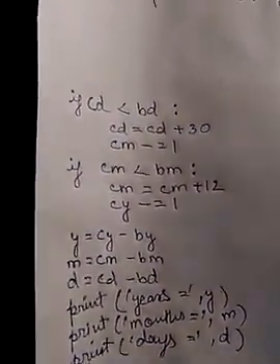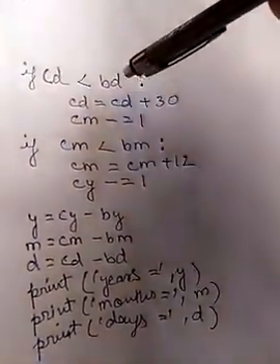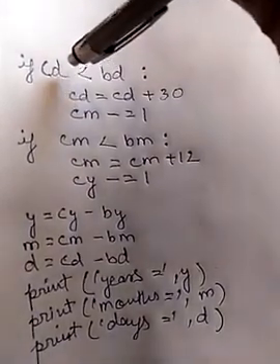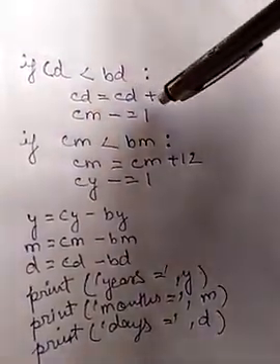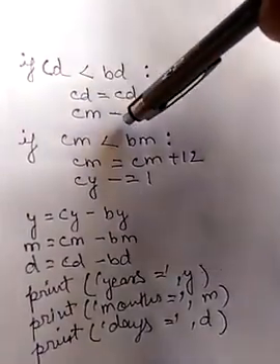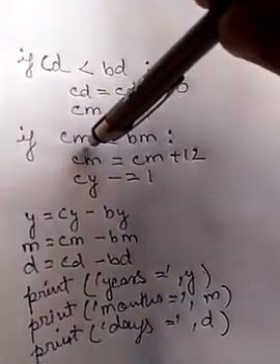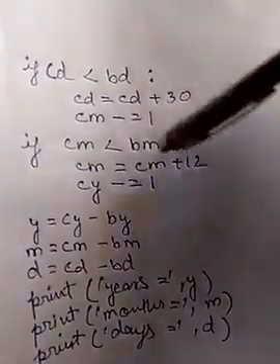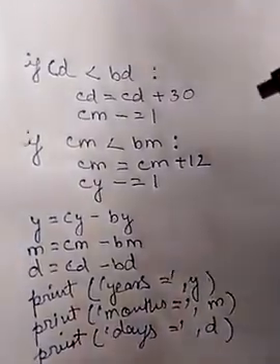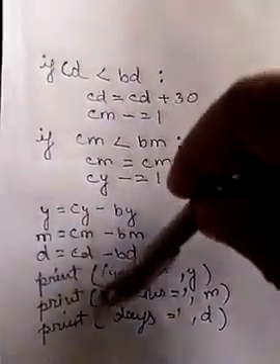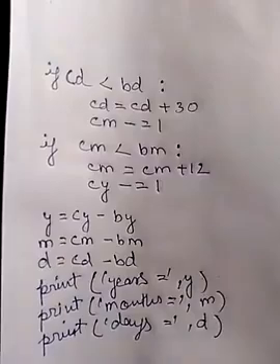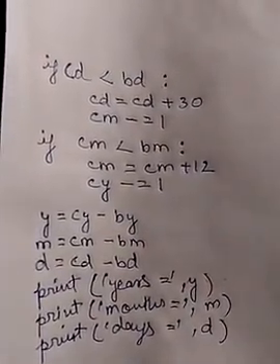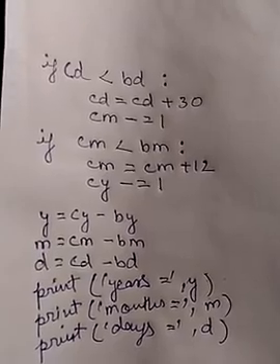Okay, so according to this if condition, it will check if the current date is less than the birth date, then it will add 30 days in the date and subtract 1 month. In the same way, if the month is less than the birth month, then it will add 12 months in the current month and subtract from the year. Now you can easily subtract the birth year, birth month and birth date from the current year, current month and current date.